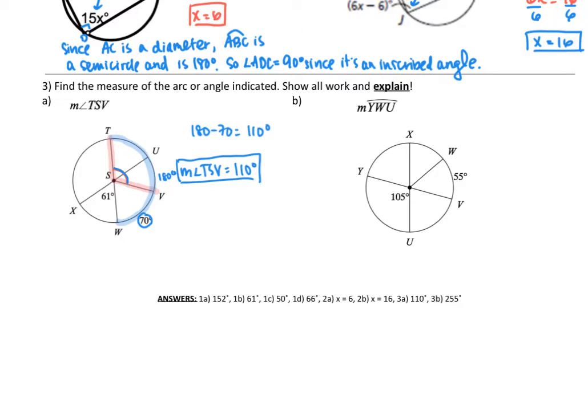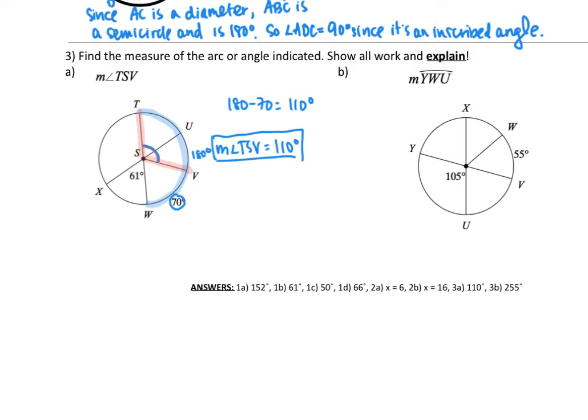So to explain, I'm just going to say that TW is a diameter. So TVU is a semicircle. And is 180 degrees. Okay, then the work basically explains the rest here, but we do need to explain basically where this 180 right here was coming from.